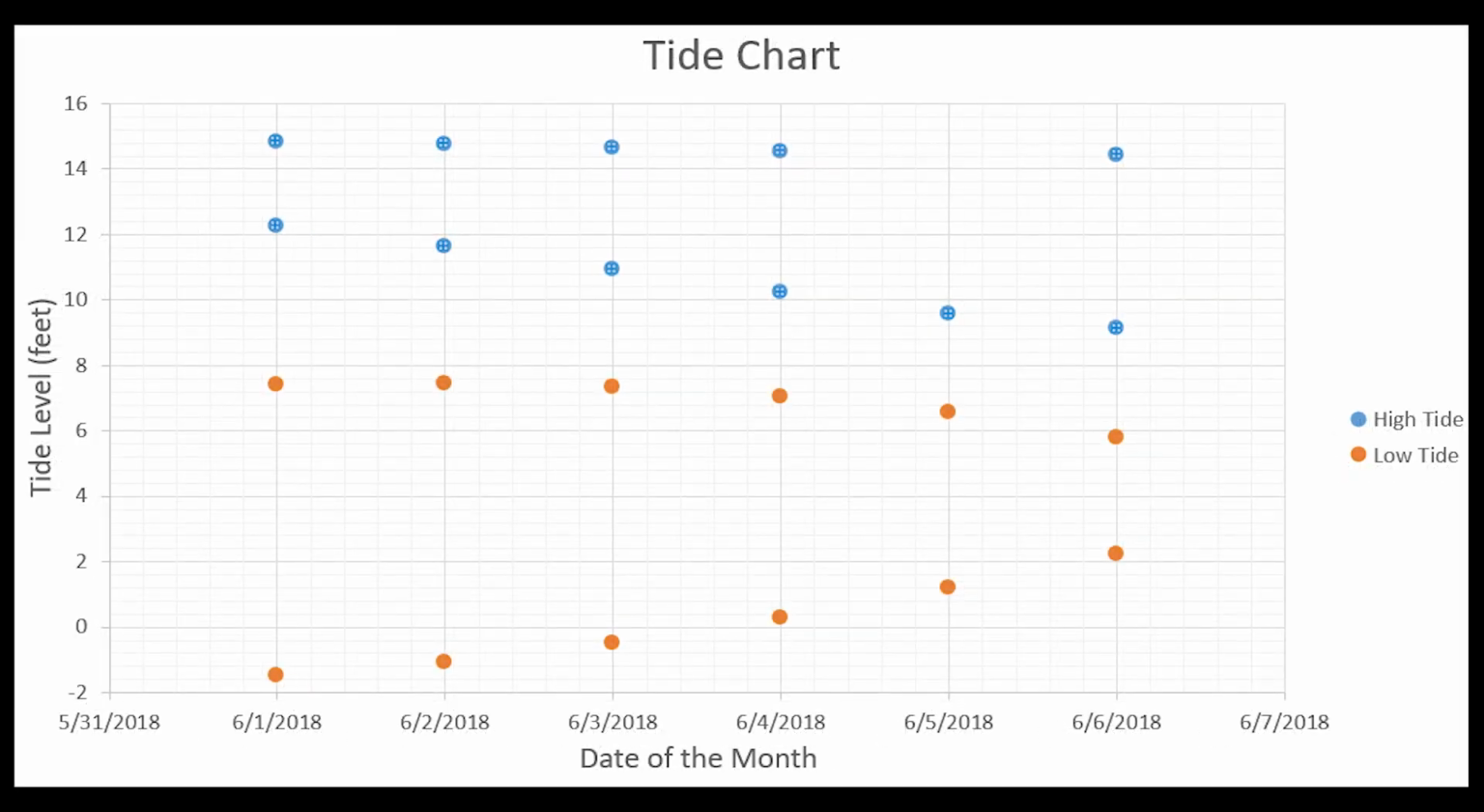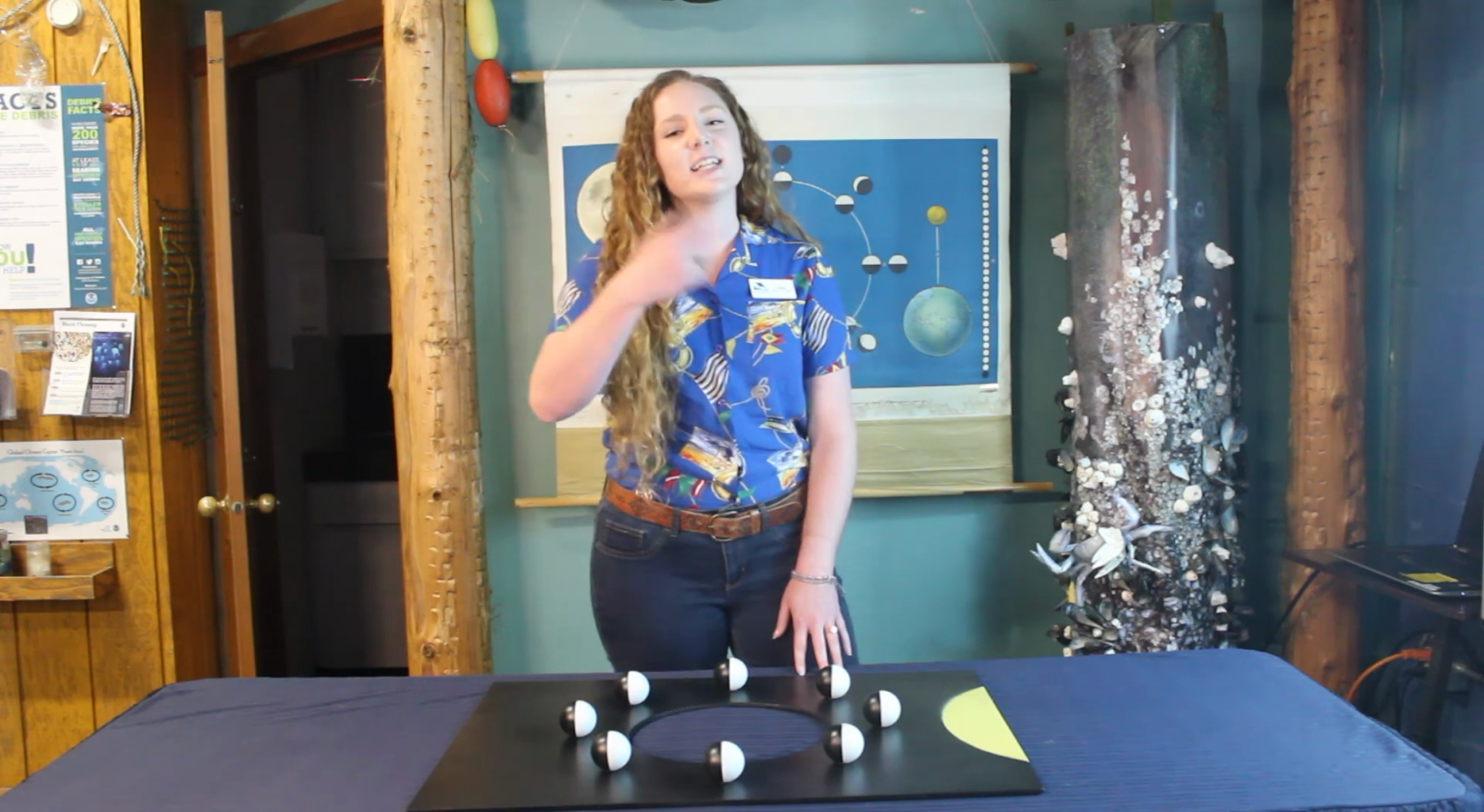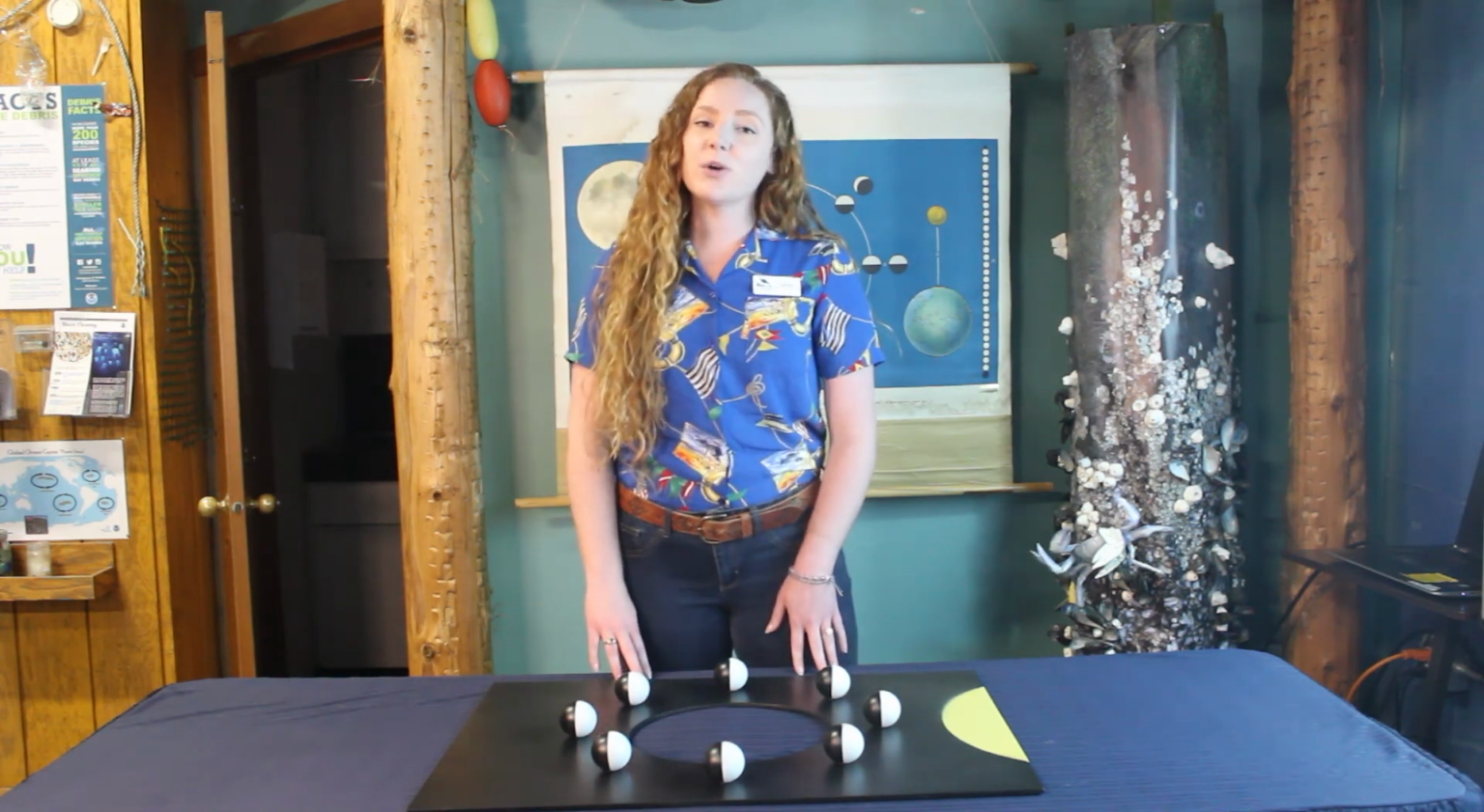Great, you just mapped out a tide chart. You can see on June 1st, we had the highest high tides and the lowest low tides. Those are our spring tides. And on June 6th, we had the lowest high tides and the highest low tides, being our neap tide. Now that you understand moon phases and tide tables, you can now choose the best day to go out and visit your intertidal zones.